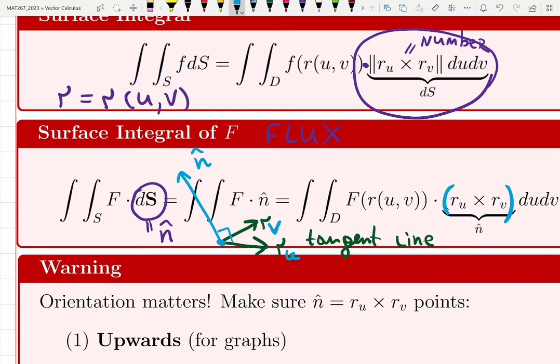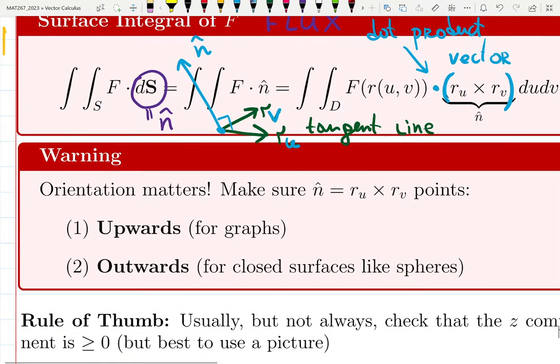We want to keep a vector. So this will be a dot product, like so. And not the same thing, right? Also, I wanted to say that is why we decide to agree that orientation will be positive when n is sticking out of the surface. That's just agreement. So orientation matters. It will stick out, outwards or upwards. Upwards for graphs, outwards from surfaces like a sphere.